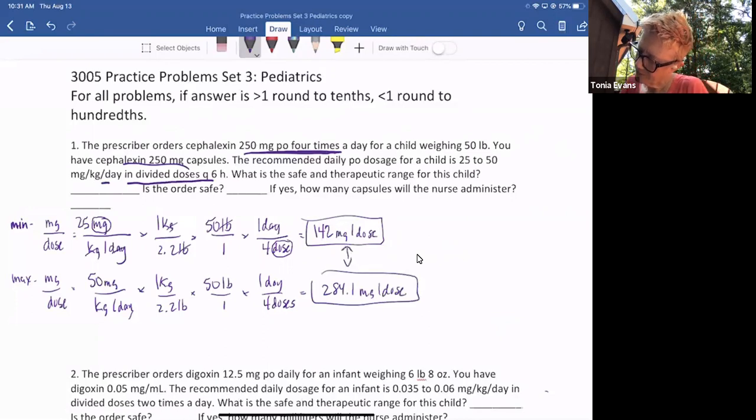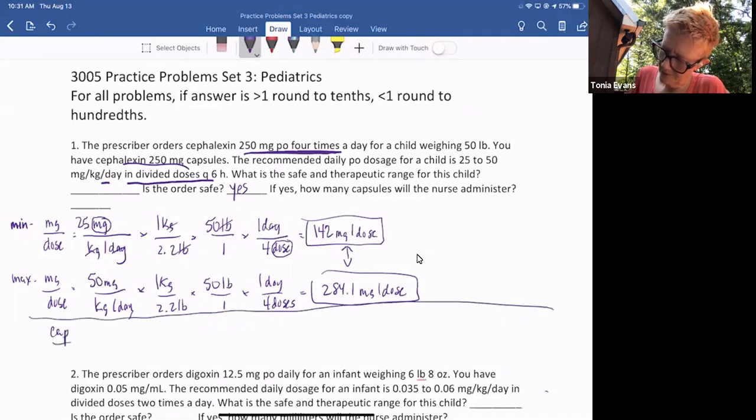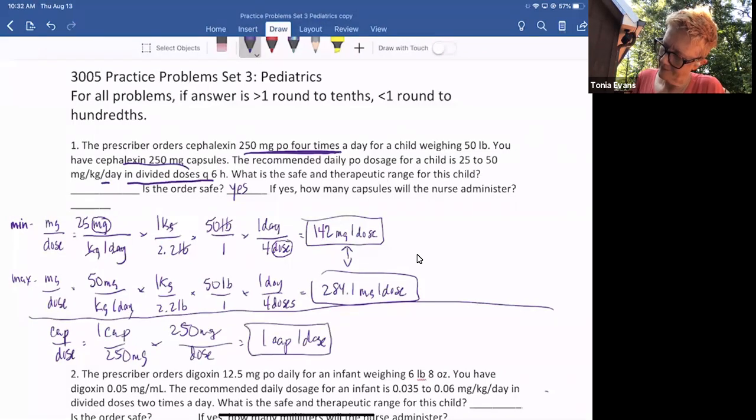So there's our range. Is the order safe? Our order's for 250, so yes, it's safe. 250 falls between 142 and 284.1. And if yes, how many capsules will the nurse administer? So now I want to know caps per dose. And I know that 1 capsule is 250 milligrams. And I know, oh, I've got 250 milligrams. I didn't really have to do the math on this one, did I? Per dose equals 1 cap per dose. Okay.